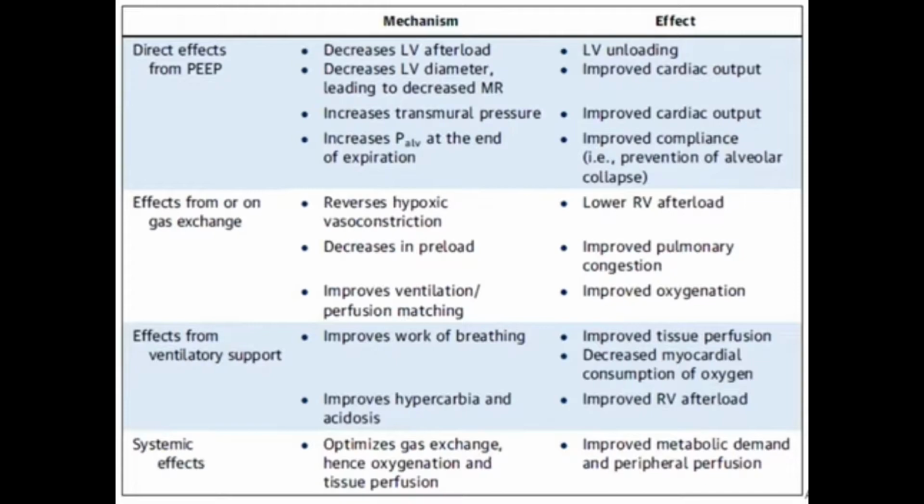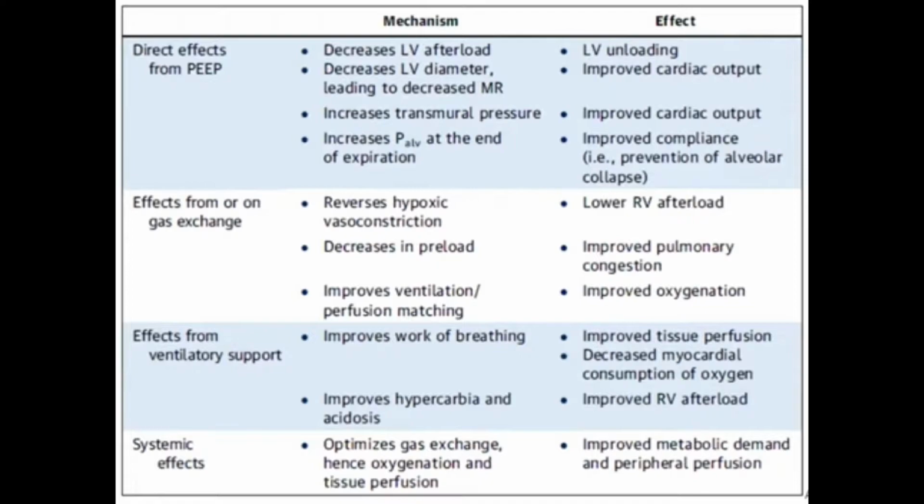When positive pressure ventilation elicits changes on gas exchange, this can reverse hypoxic vasoconstriction, which would lower right ventricular afterload. If the gas exchange decreases preload, this could improve pulmonary congestion. If gas exchange improves ventilation and VQ mismatching, or perfusion matching, then we see improved oxygenation.